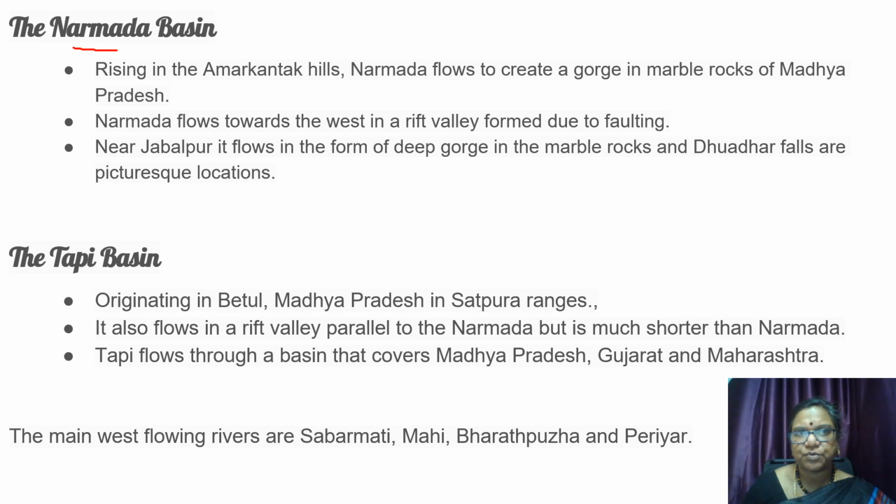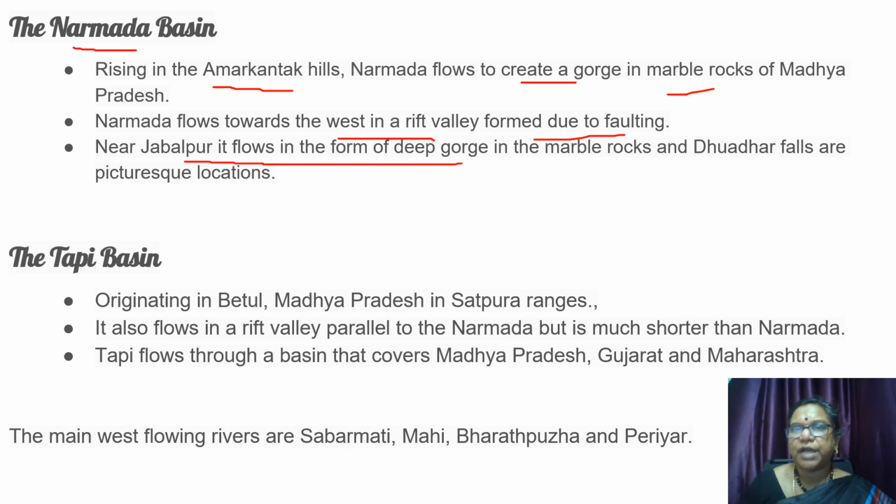The first one which I am going to read about is the Narmada river and the Narmada basin. Narmada river arises in Amarkantak hills. It flows to create a deep gorge in marble rocks of Madhya Pradesh. Now it flows west in a rift valley formed due to faulting. Near Jabalpur, you will see it flows into a deep gorge in the marble rocks, and Dhuandhar Falls are a beautiful picturesque location and distinctive feature of Narmada basin.